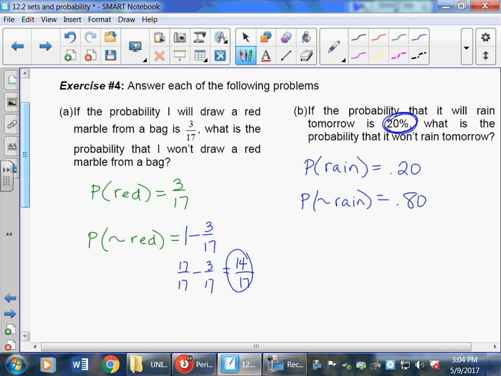So we're going to give it back to them in a percentage, 80%.